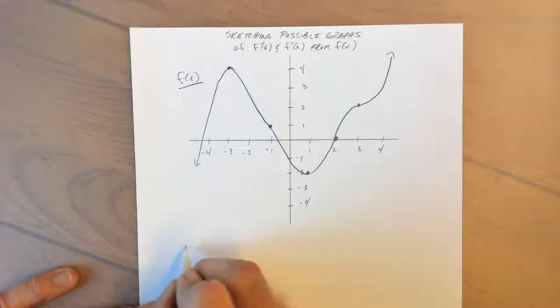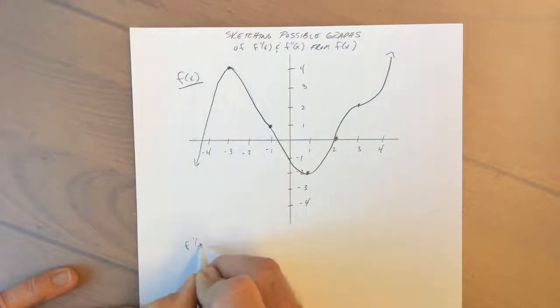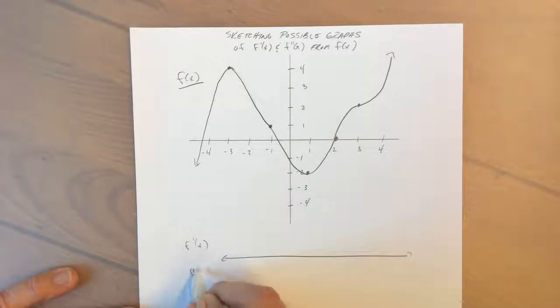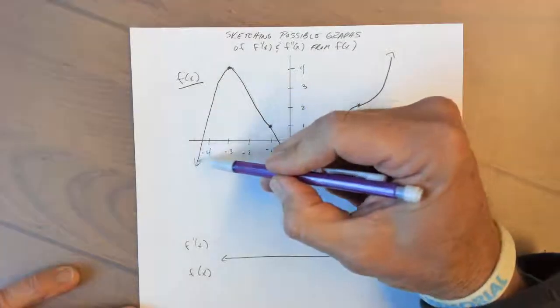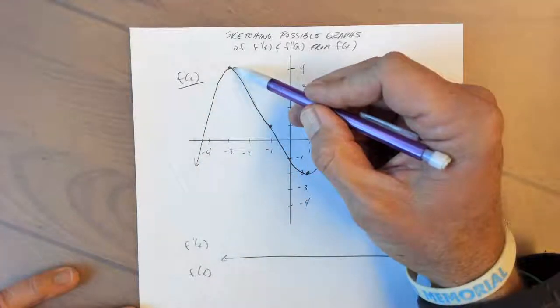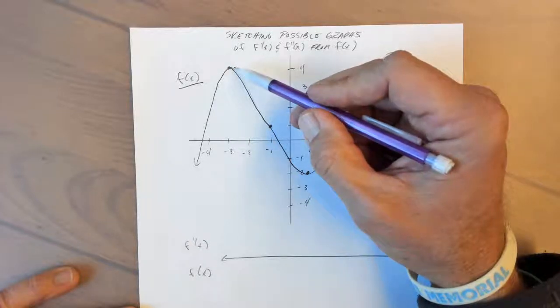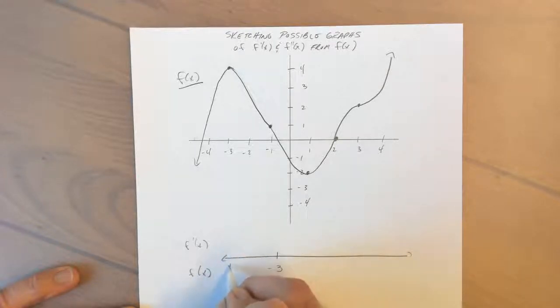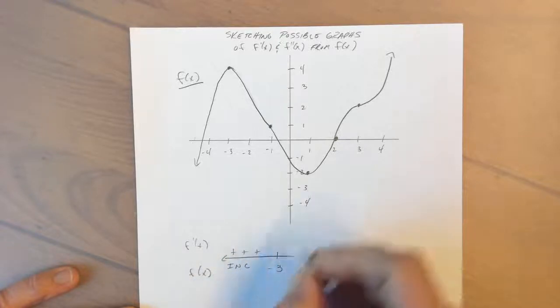So I'm going to do a number line for this one. When the function is increasing, which it's doing from negative infinity to negative 3, the first derivative would be positive. So negative 3 would be a 0. So function increasing, first derivative positive.